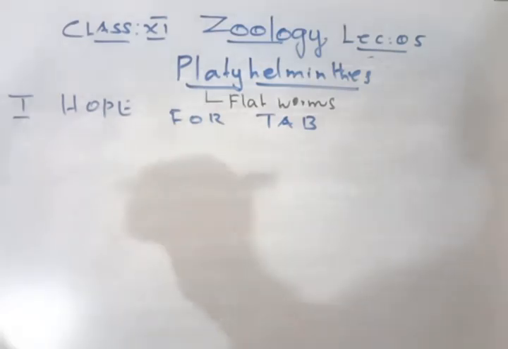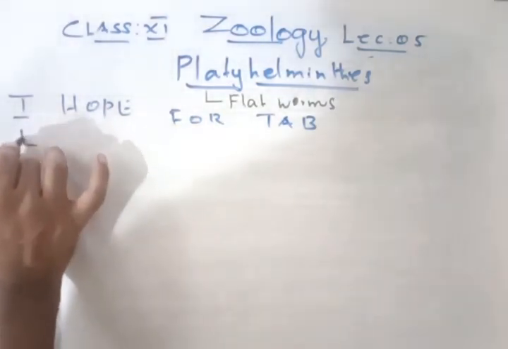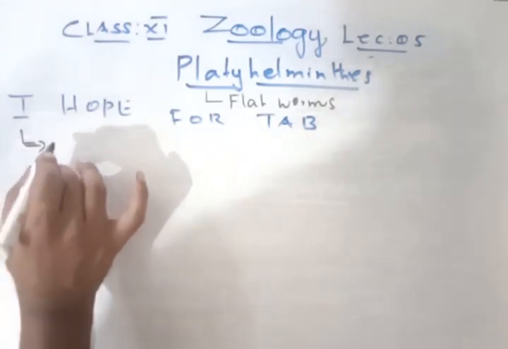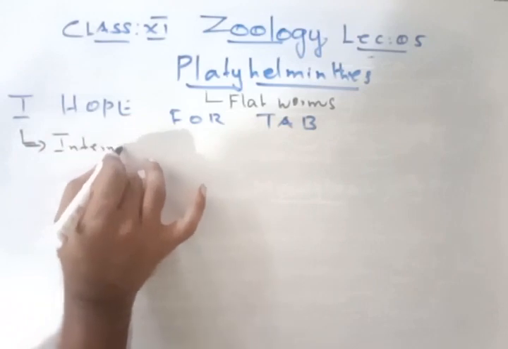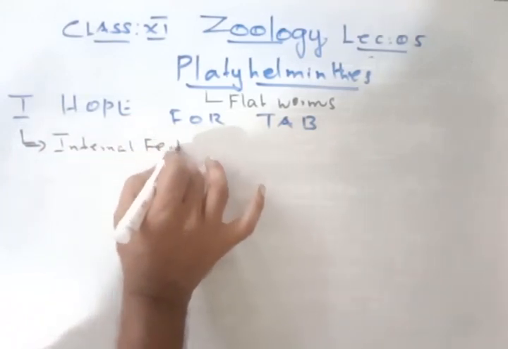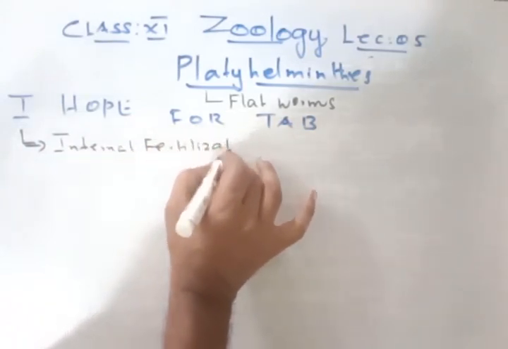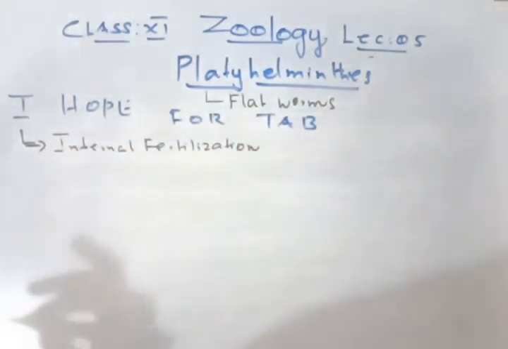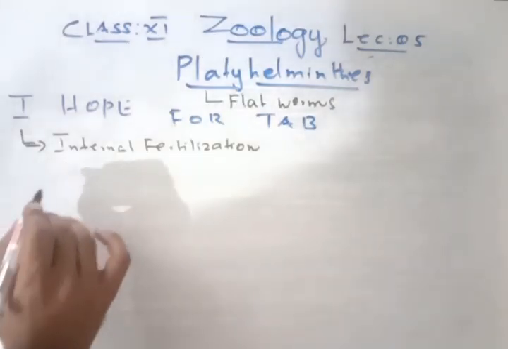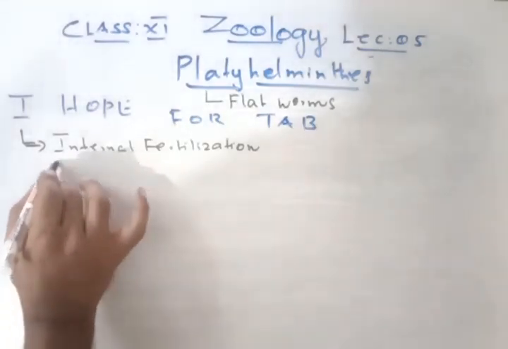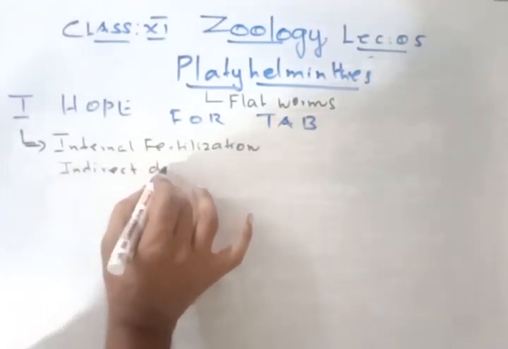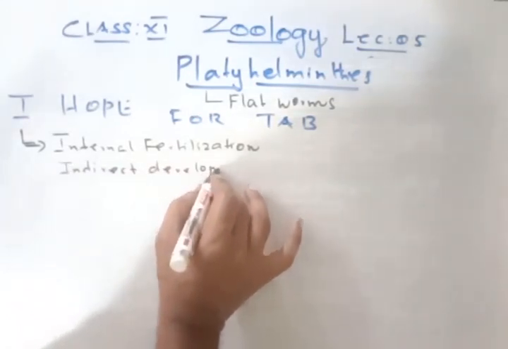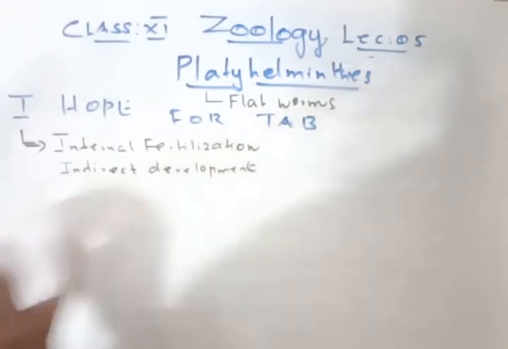Here this I stands for internal fertilization. Okay, so the fertilization is internal fertilization, number one. I is for internal fertilization. And next one, it also talks about indirect development. So all this indirect development means a larval stage will be there.